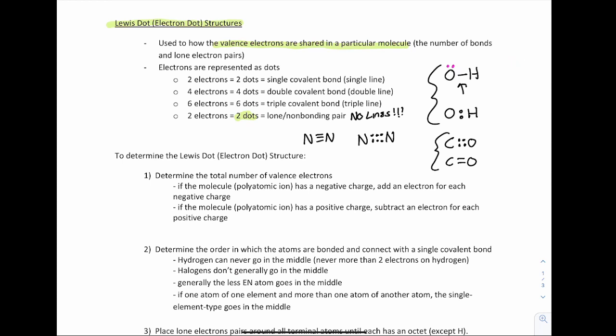So we can have a single bond, which is a single line or 2 dots. A double bond, which is 2 lines or 4 dots. A triple bond, which is 3 lines or 6 dots. And then lone electron pairs, also called non-bonding pairs. And those are going to be represented by 2 dots. Don't draw any lines for your lone pairs.